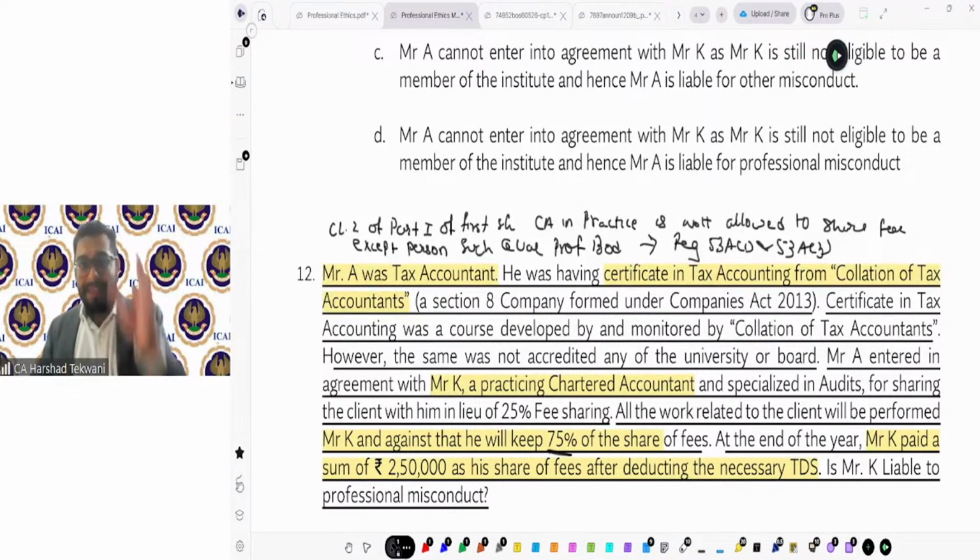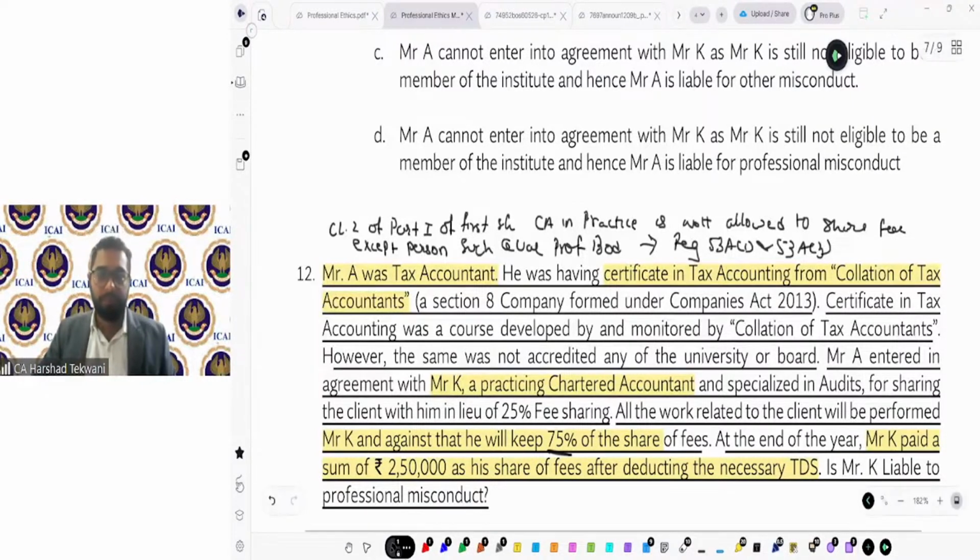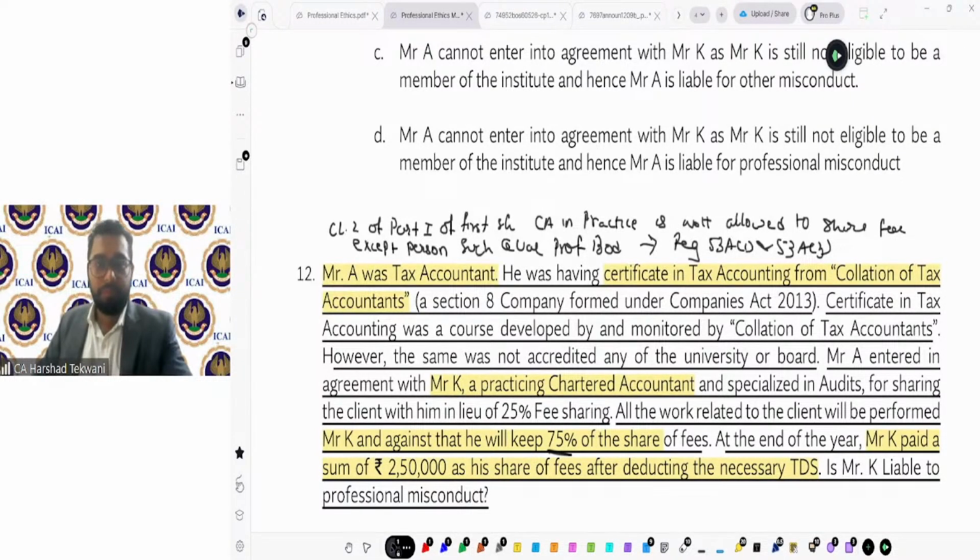If you write the answer in this way, trust me, you will get appropriate and full marks for that. So I am specifying regulation 53A1 and 53A3 of the Chartered Accountants Regulations 1988. I'm specifying clause 2, part 1 of first schedule of the Chartered Accountants Act. And accordingly, I'm writing the whole answer by providing appropriate references.